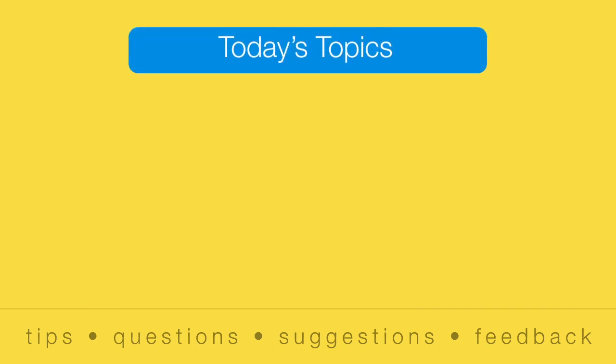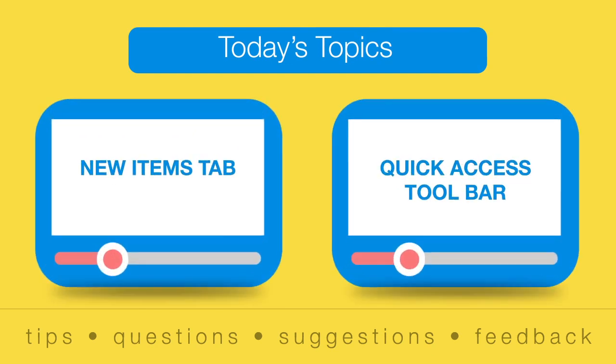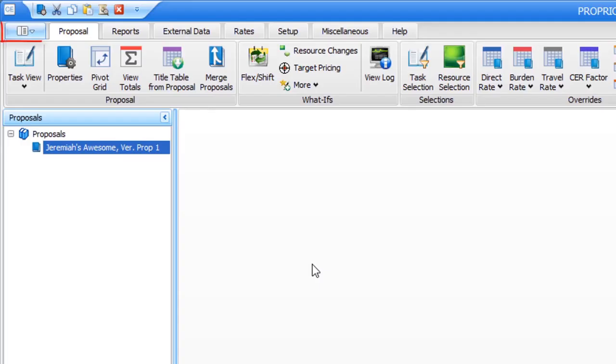Okay, today we're going to talk about the New tab and the Quick Access Toolbar. You see them all the time and can easily spot them in the top left corner of ProPricer's interface, but you might be unacquainted with these nifty little features. First, let's take a look at why the New tab is helpful and why it's important.